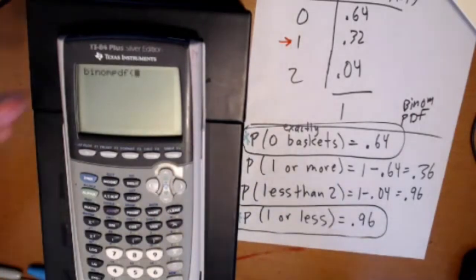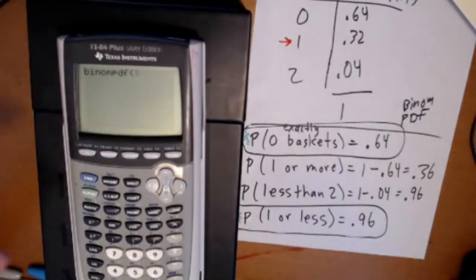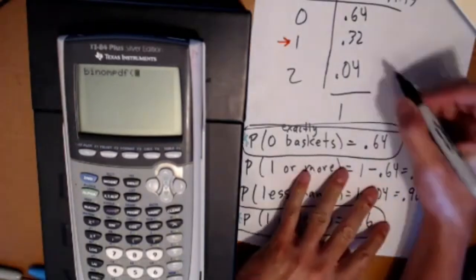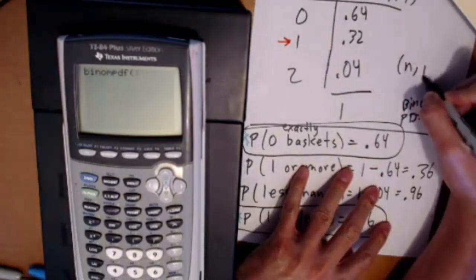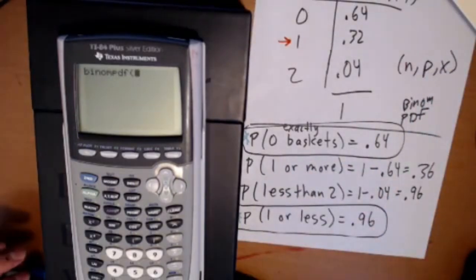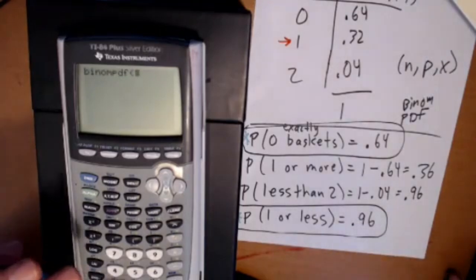Now, my calculator is not too fancy. Some of you, it actually asks you how many trials, what's the probability, and what's the X. On your worksheet, check out worksheet 6.2, I wrote what binomial wants. If your calculator looks like this, you have to give it an N, a P, and an X. N is the number of trials. How many baskets did he shoot? It was 2, right? So put a 2 there.